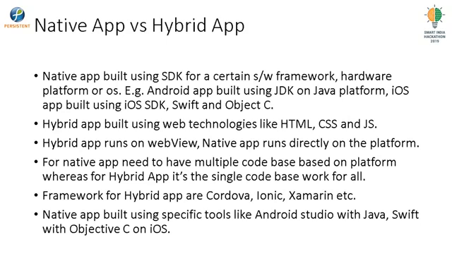Coming back to the PPT, I could say a native app needs multiple code bases based on the platform, whereas a hybrid app is a single code base that works for all, because it's going to run in a particular web view. Examples of frameworks by which you can develop a hybrid app: Cordova, Ionic, Xamarin, etc. Native apps are built using specific tools like Android Studio with Java for Android OS, and Swift or Objective-C on iOS, and so on, right?